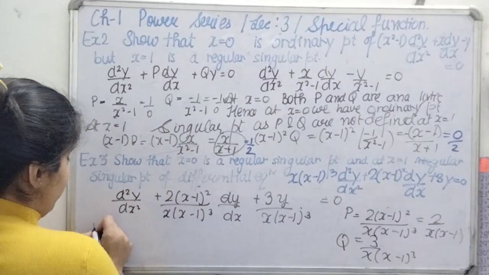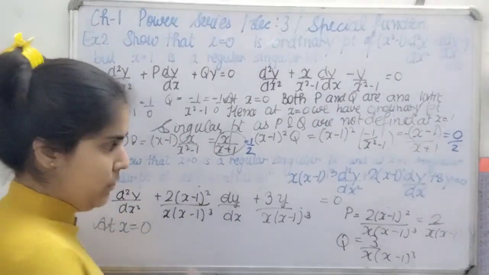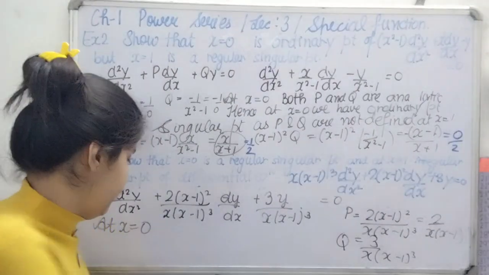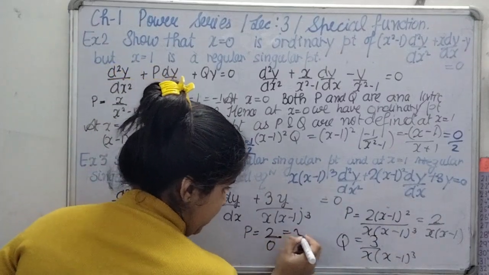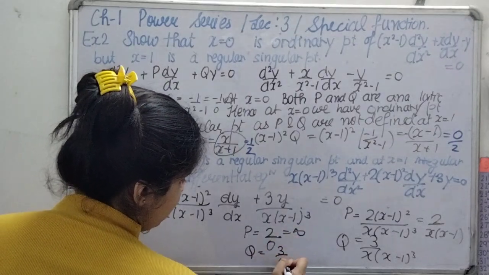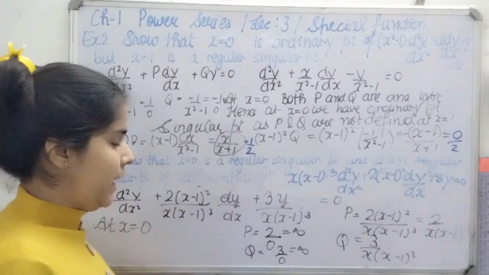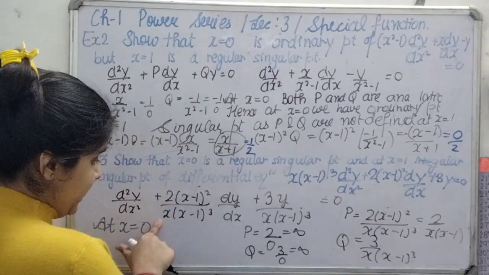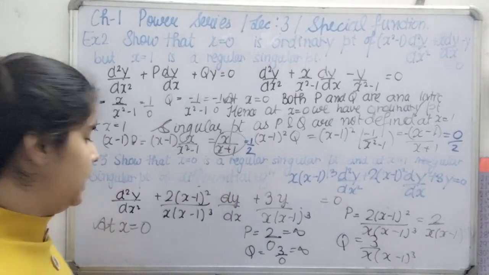Now we will check first at x is equal to 0. First we will see ordinary point. For an ordinary point, both the functions should be defined at that point. At x is equal to 0, we will see p. p will come 2 upon 0, that is infinity. p is not defined. Let us see q. At x is equal to 0, it comes 3 upon 0, that is again infinity. Means at x is equal to 0, both p and q are not defined. They are not defined means it is not an ordinary point, it is a singular point. We made it clear that it is a singular point. We will check it further whether it is regular singular or irregular singular.